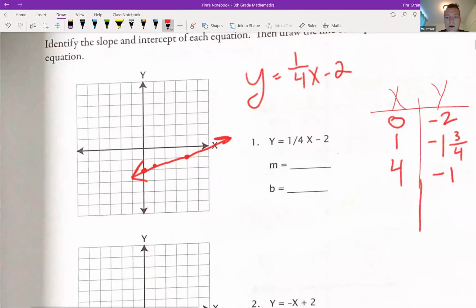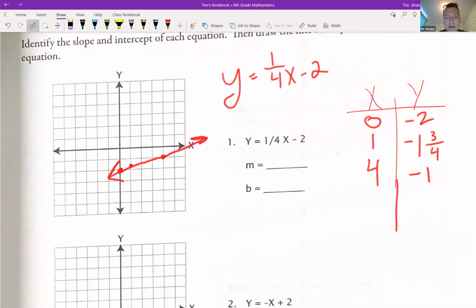Okay, now we're going to find out what the slope is and what the y-intercept is. Well, we can see that our line is crossing the y vertical axis at negative 2. You can also tell just by looking at your equation, negative 2. That's going to be your y-intercept. Okay, now we got to find the slope. Also looking at the equation, you can tell the slope is always the number that is in front of x, which is 1/4 in this equation.